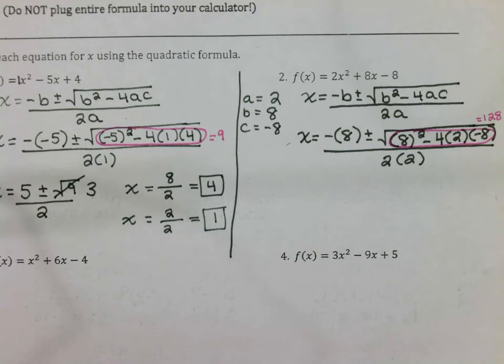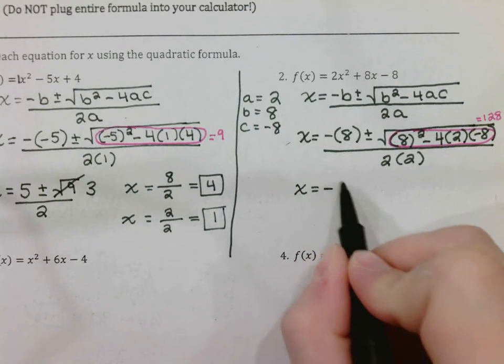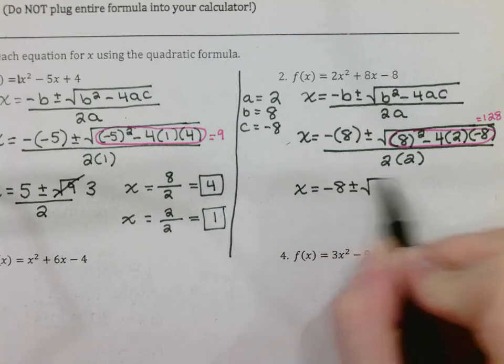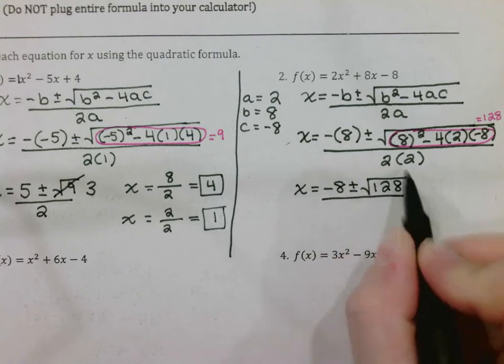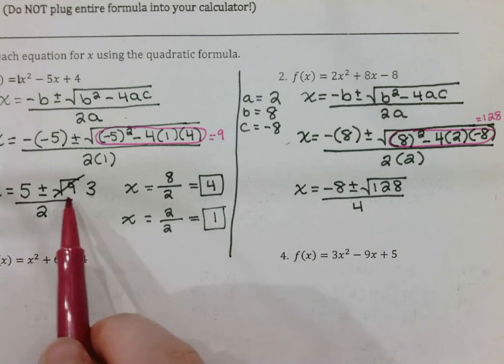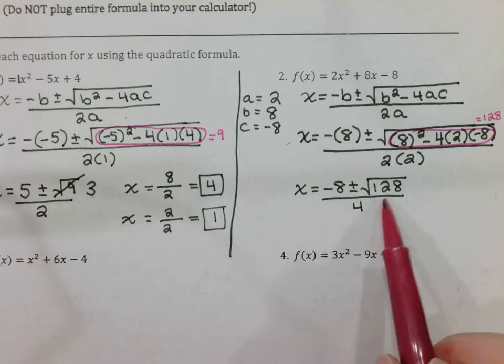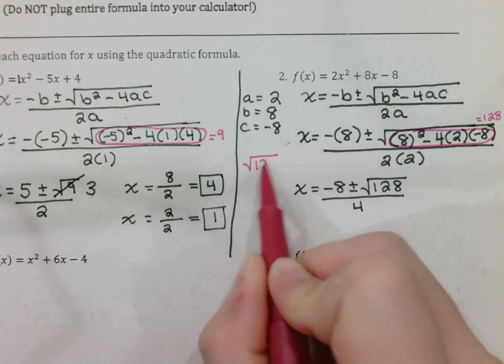And that's kind of a big number, but we'll work with it. So I'm going to clean this up a little bit. We have x equals negative 8 plus or minus the square root of 128, all divided by 4. Well, the square root of 128 is not a perfect square. Like for the first problem, we knew 9 was a perfect square, so we could easily get 3. This one's not a perfect square, so I'm going to have to do a factor tree off to the side here.